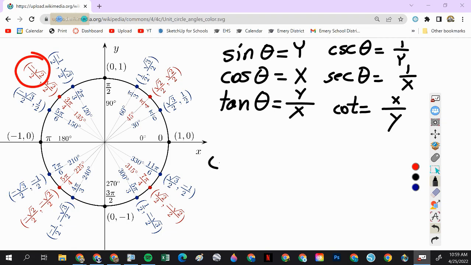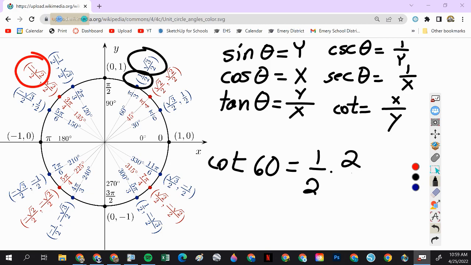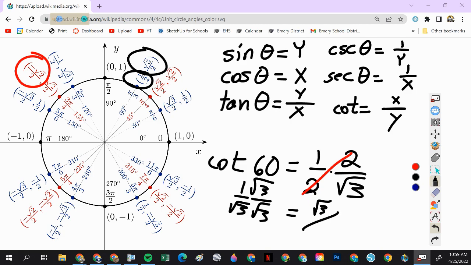And what about the cotangent of 60? That's going to be the x value divided by the y value. So 1/2 times 2 over root 3. The 2's cancel, and I get 1 over root 3. So we do root 3 over root 3, and that is equal to root 3 over 3.